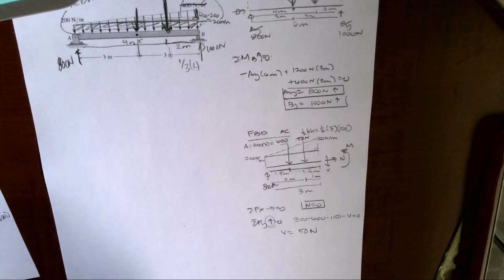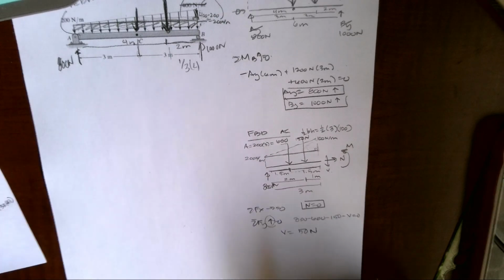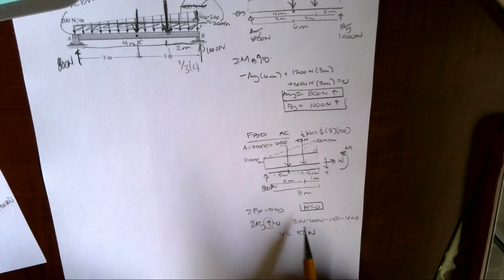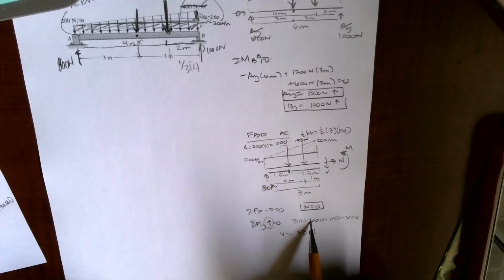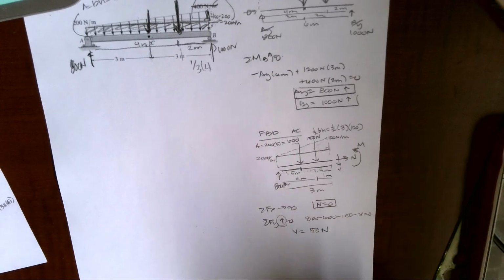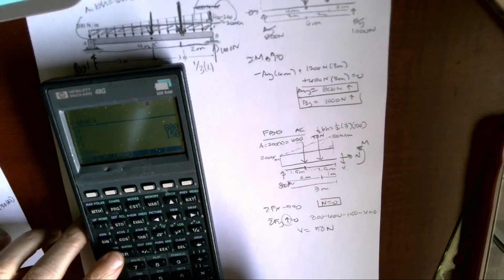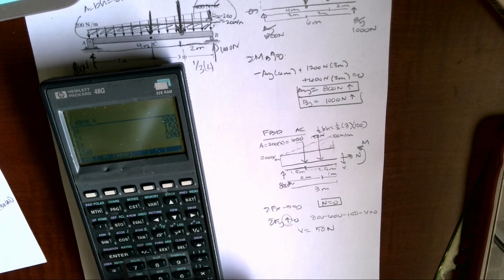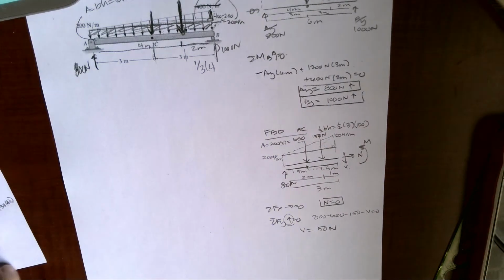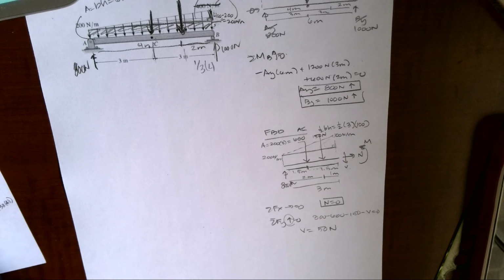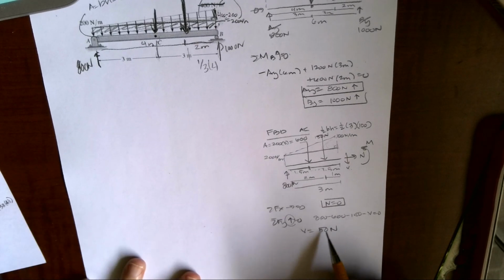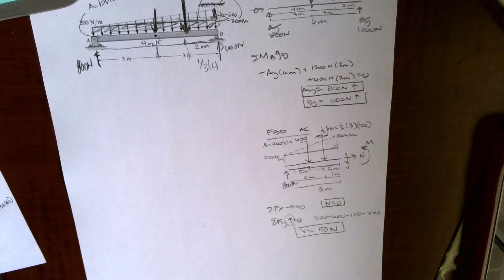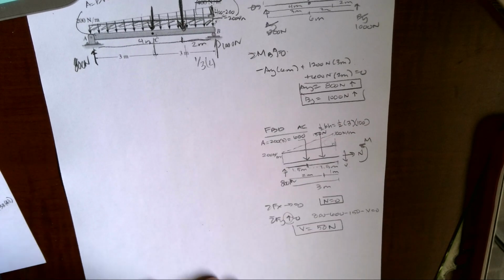Okay? Is that right? 800 minus 600. I should use my calculator. 800, 600, minus 150, minus, and I get 50. So we have positive shear, which means that the positive behavior we assumed is correct.